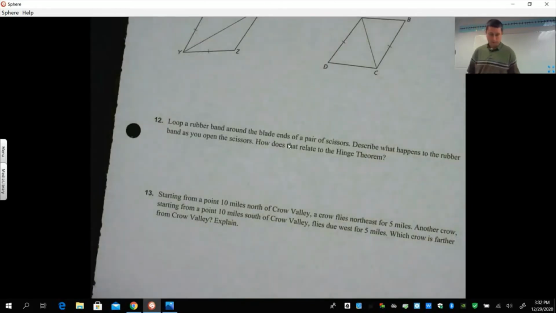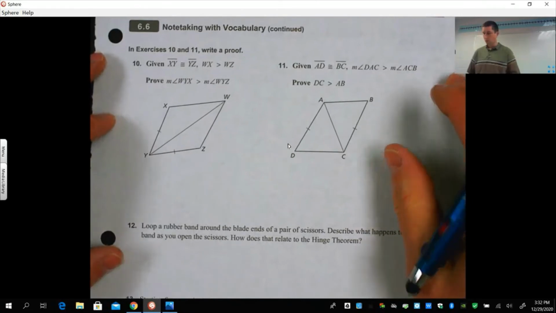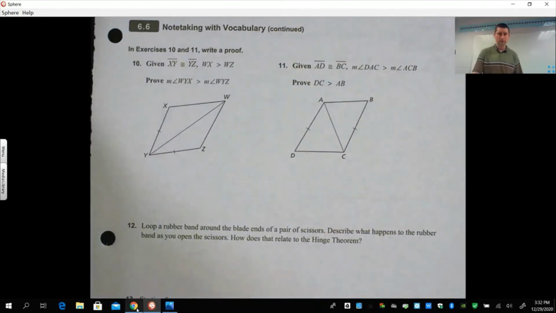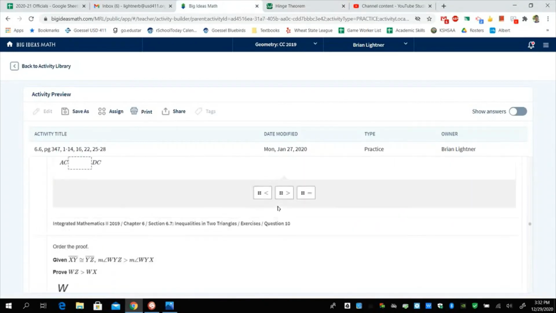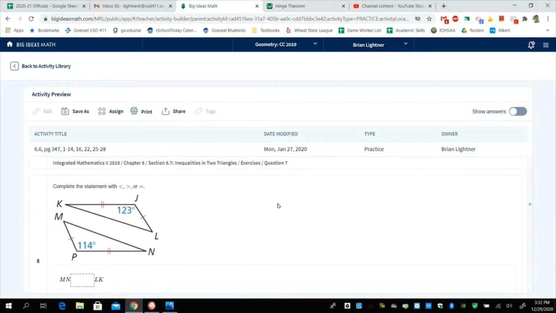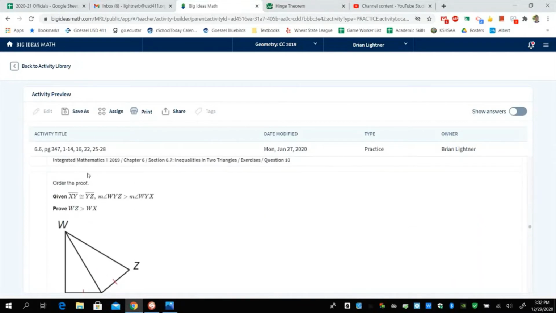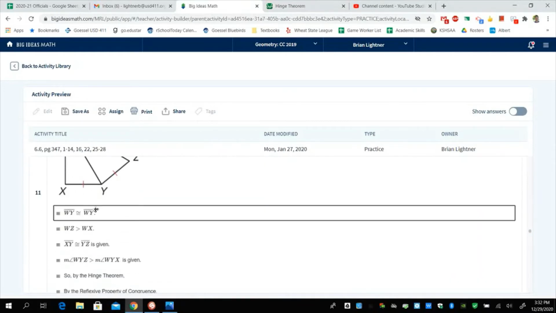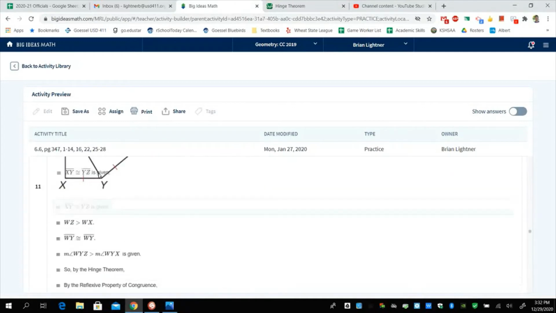Here come the proofs. Okay, write a proof. What your proofs will be like is ordering them. Let's go down there. Right, this question right there. It says order the proof. So it has these, and you just can kind of move them around, put them in order. I would always start with your givens.